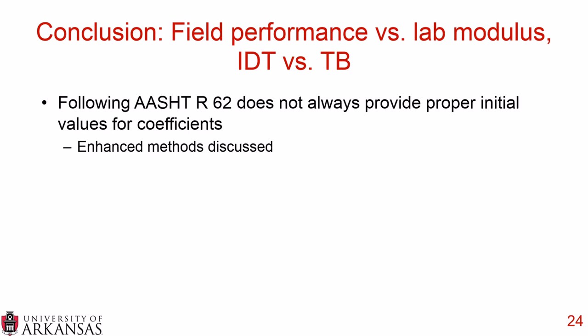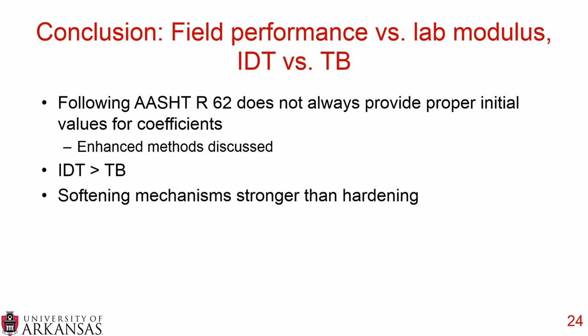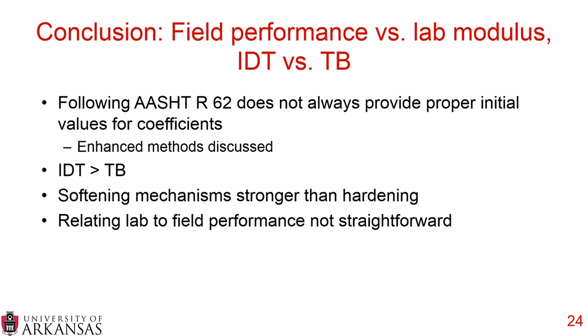So in conclusion, looking at field performance versus lab modulus and IDT versus torsion bar, we felt that following AASHTO R62 does not always provide the proper initial values for coefficients, and we discussed some enhanced methods. The IDT values were always larger than the torsion bar. Also, the softening mechanisms are stronger than the hardening mechanisms, so that top surface layer always had lower modulus values than the bottom surface layer. And finally, we felt that relating the field performance to lab performance is not straightforward, and there's quite a few more things that could be explored in that.